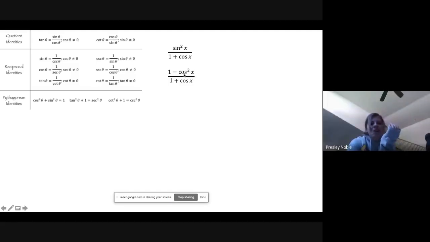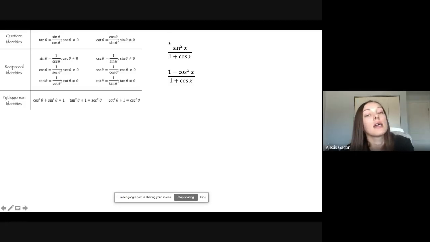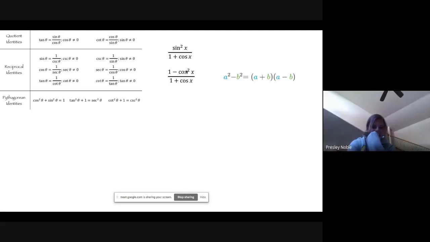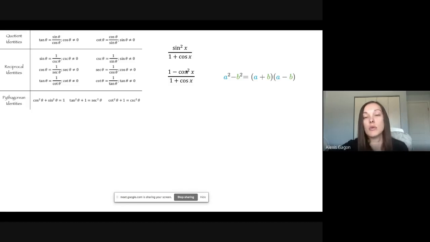Why would you change it to that if it's already... doesn't that just make it more complicated rather than simplifying it? Well, it's because I'm going to end up factoring this top part right here, and then we're going to have things that cancel. Right now there's nothing we can do to the top part, so we have to start manipulating it, and it's going to get a little bit more complicated before it gets to its simplest form. This one is definitely the hardest one you guys are going to see today, but we need to manipulate it, make it a little bit harder before it can get easier.